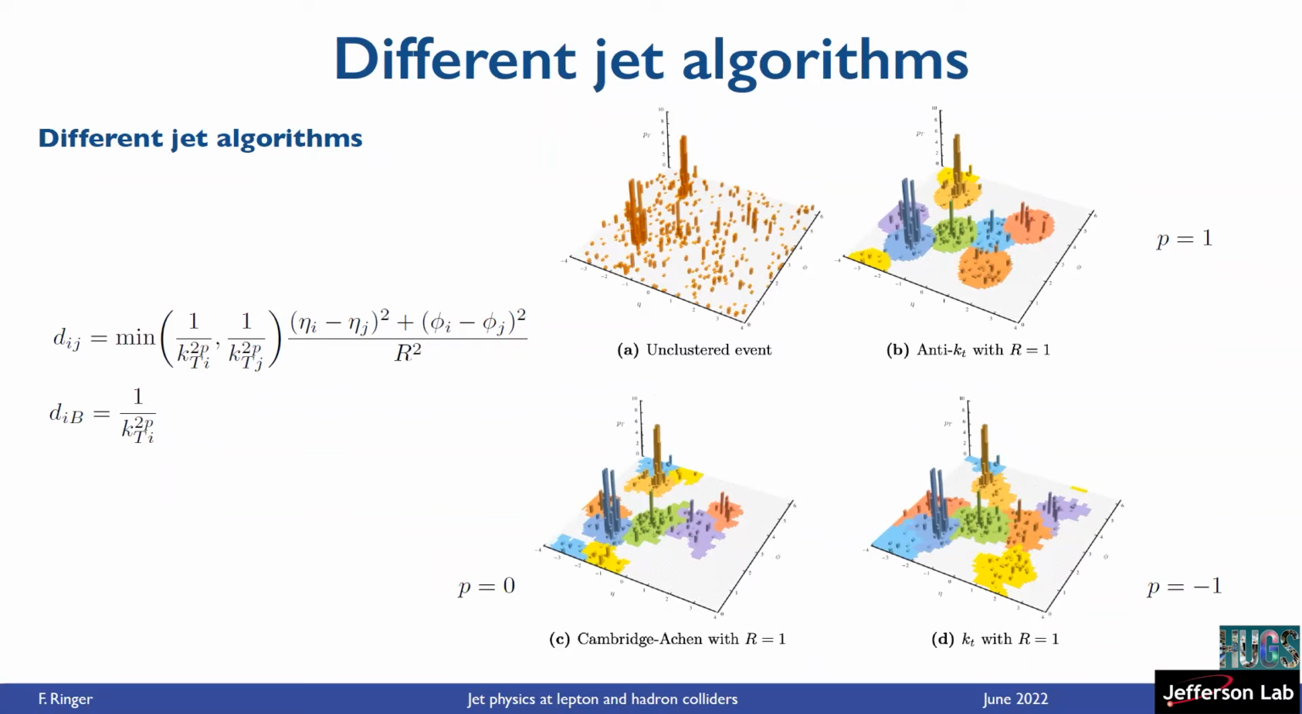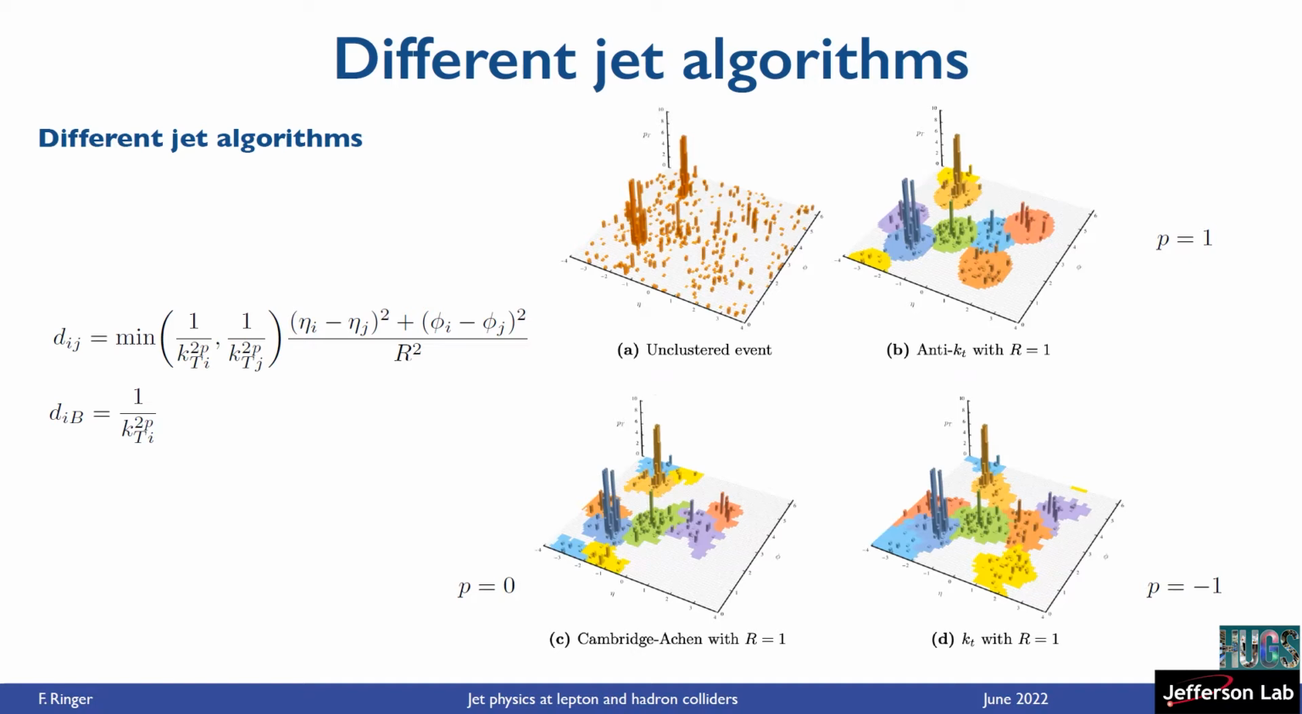And if I set p equals 0, then this entire thing just disappears. This will be 1, this will be 1. So I still have a stopping criterion, but it doesn't depend on any momentum anymore. It depends only on the geometric distance in this plane. In that case, it's called the Cambridge-Aachen algorithm. There were 2 groups that came up with this at the same time.